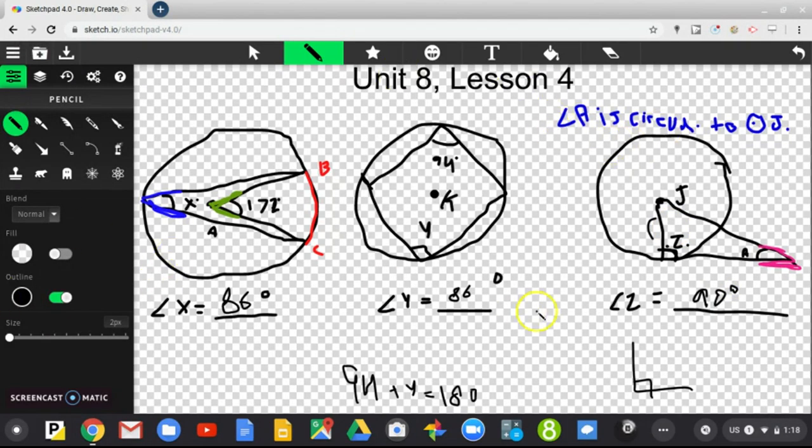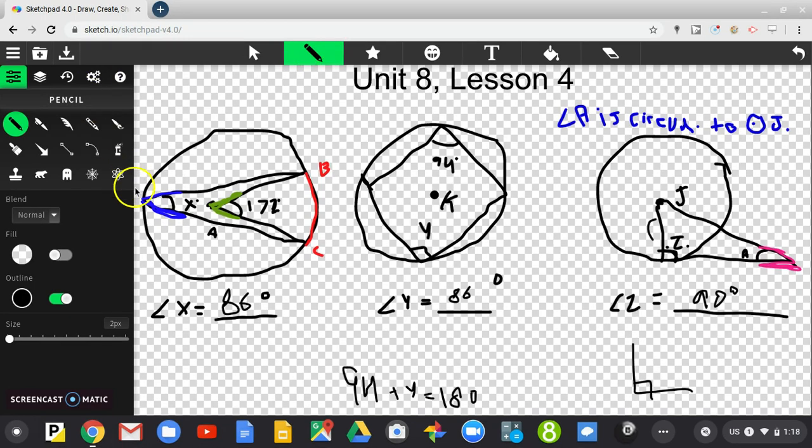So these are 3 rules. Let me repeat them again. The first rule is that the inscribed angle is half of the central angle. So inscribed is this one on the end, and the central is the one that has the central dot as the point. So the inscribed is half of that.